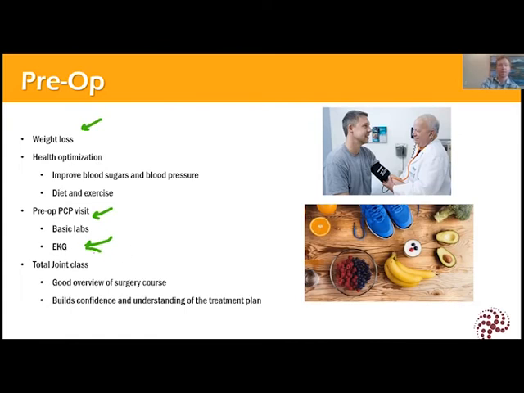And total joint class is also good. It goes over some of the things we're talking about today, but also kind of the nuts and bolts of what to do before and after surgery, including dressings and showering and managing weight and that sort of thing.